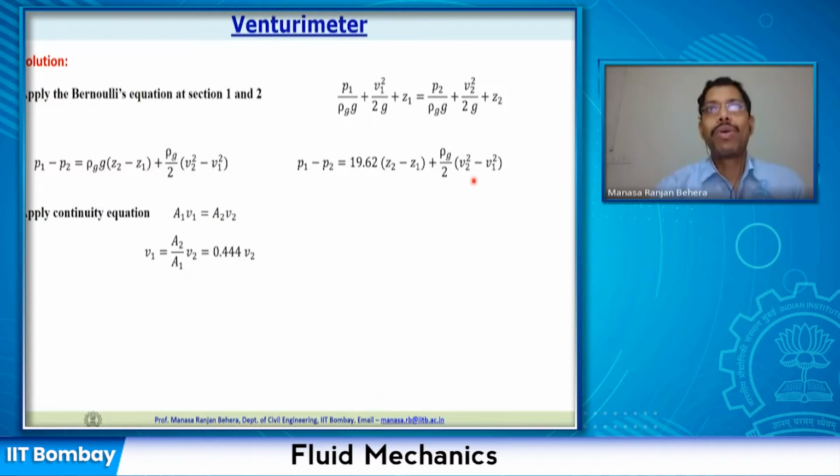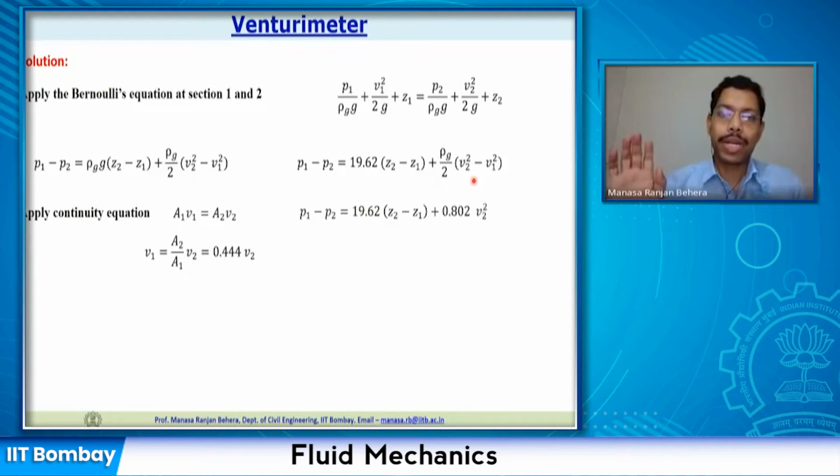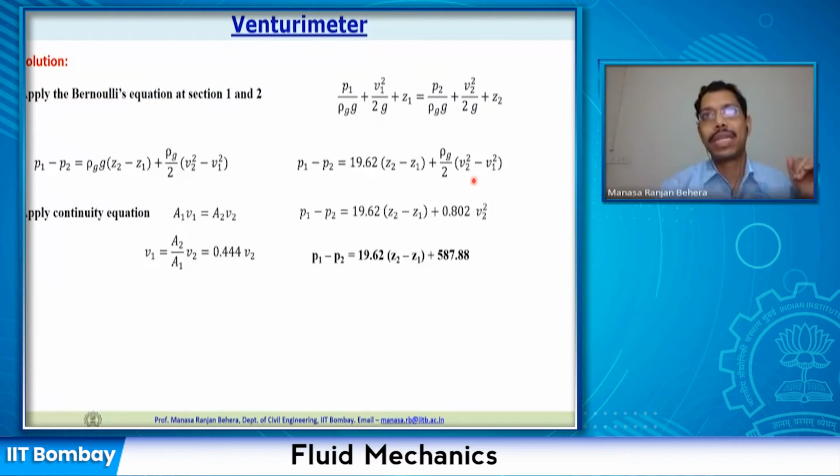All right. So now by substituting this, we can rewrite the equation: P1 minus P2 is equal to 19.62 into Z2 minus Z1 plus 0.802 V2 square. So we have one unknown, that is V2. Now, if you remember the expression that we derived in the previous slide, finally we got P1 minus P2. That equation is here. Now, if you look at these two, P1 minus P2 in both the cases, you can clearly see that 0.802 V2 square is equal to 587.88.